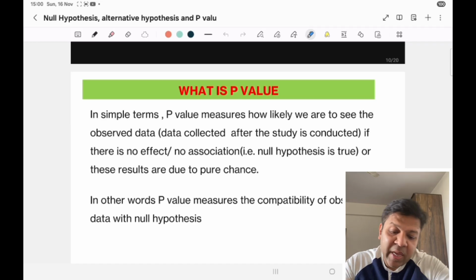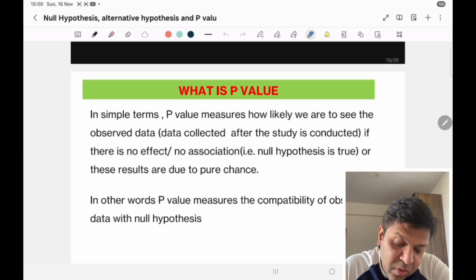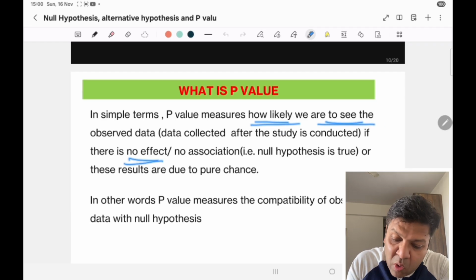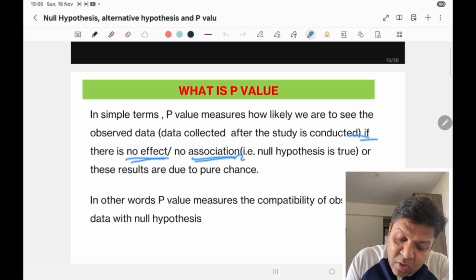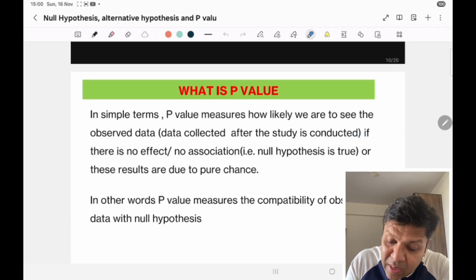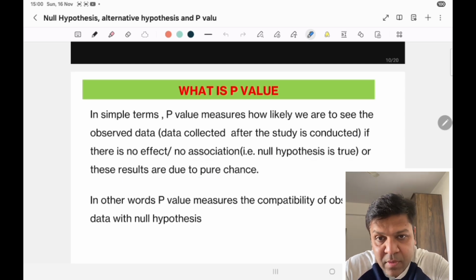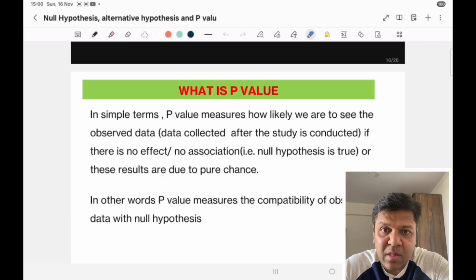Now let's read it. In simple terms, p-value measures how likely are we to see the observed data collected after the study if there is no effect. How likely are we to see the observed data if there is no effect, no association, that is null hypothesis is true, or these results are due to pure chance. This pure chance is also called alpha error. So p-value represents alpha error. We will discuss that in a separate video, the alpha and beta errors, but as of now just remember p-value measures chance also, and chance is like alpha error.